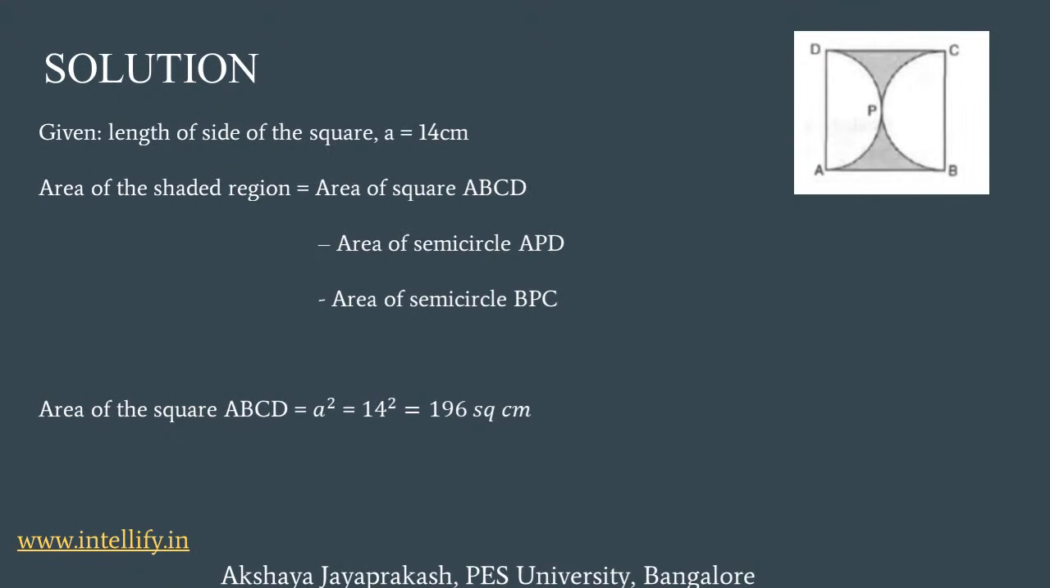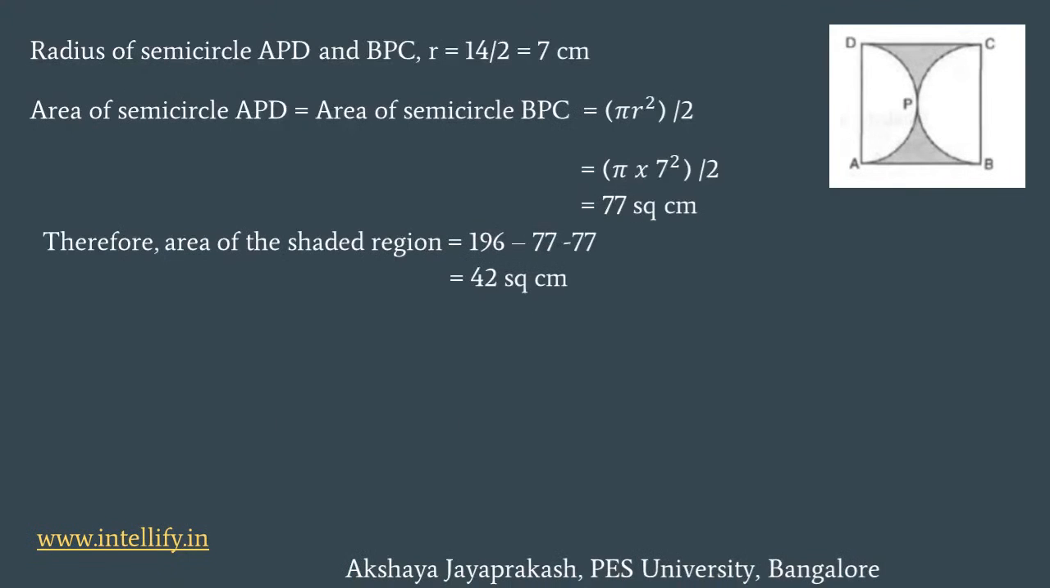Area of a square is given by length square, which is 14 square in this case, that's equal to 196 centimeter square. Area of the semicircle APD and BPC are same since their radii are same, that's equal to 14 by 2, that's 7 centimeter. So area of the semicircle is given by pi r square by 2, that's equal to pi into 7 square by 2, that's equal to 77 centimeter square. Therefore the area of the shaded region is equal to 196 minus 77 minus 77, that's equal to 42 centimeter square.